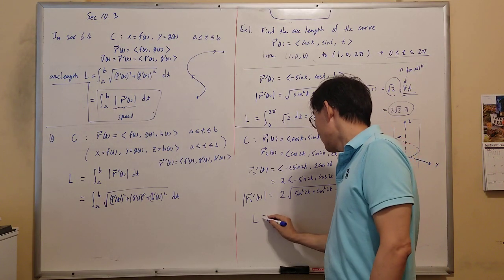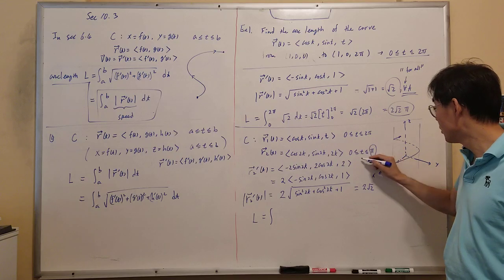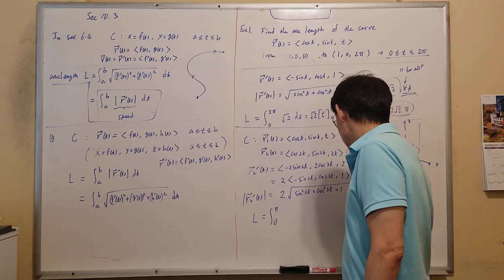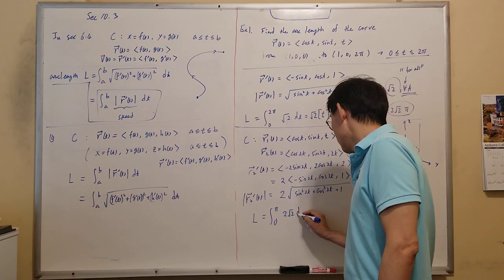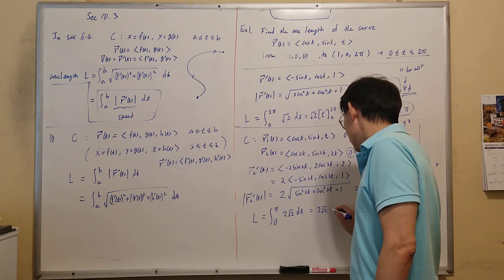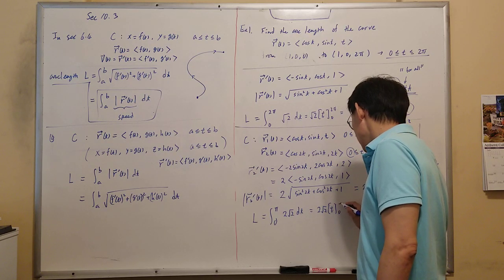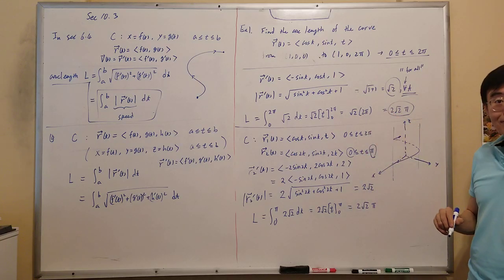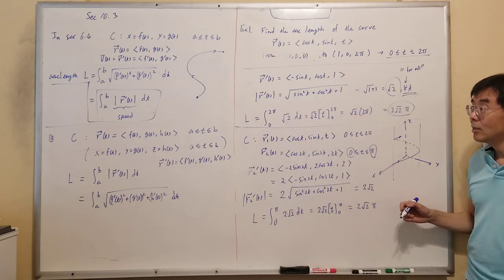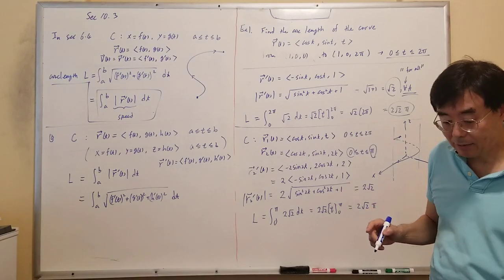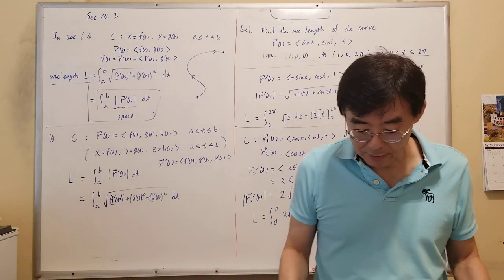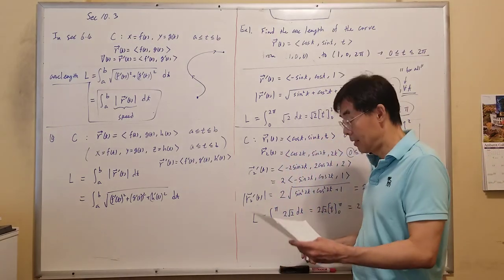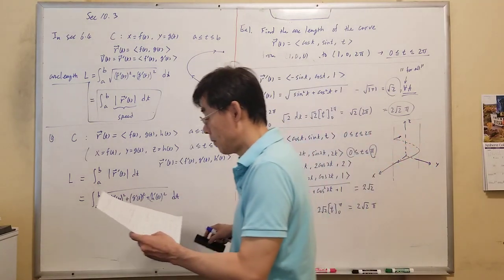So your arc length is, now t runs from 0 to pi, and your speed function is 2 square root of 2. The integral of 2 square root of 2 dt from 0 to pi gives 2 square root of 2 pi. Same as before, as you expected. So arc length does not depend on parametrization. It is independent of parametrization.